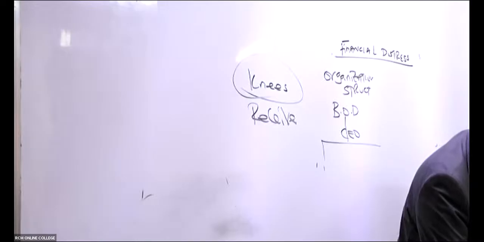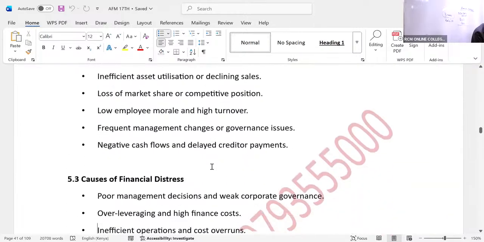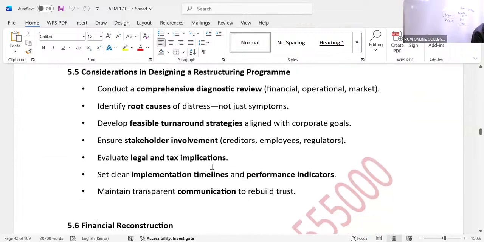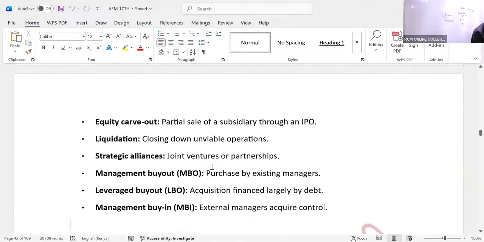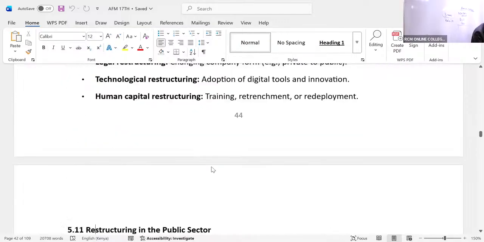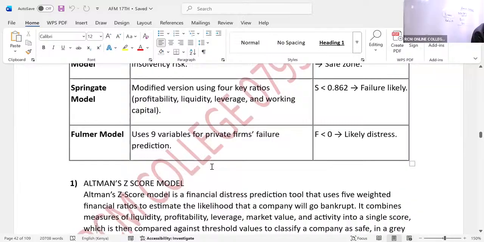If you look at your handout, this is highly examinable. This is a dangerous area. There are very good theories there which you will be able to understand after I teach you how to measure whether companies are stressed financially or not.